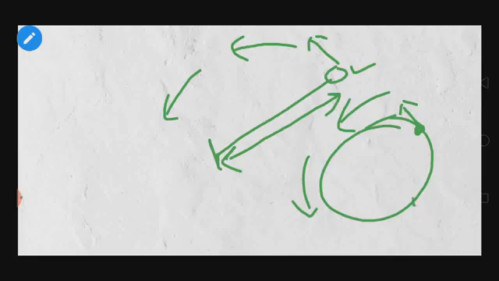If the body is here, what is the direction of its velocity? The velocity direction will be the tangent drawn at that point. Its velocity will be like this. So if this stone is released here, it will maintain its tangential velocity like this. So it will be thrown, or it will go, in a tangential path.